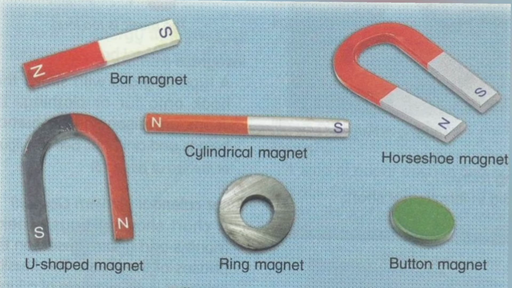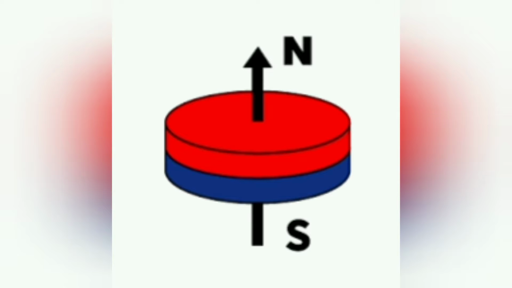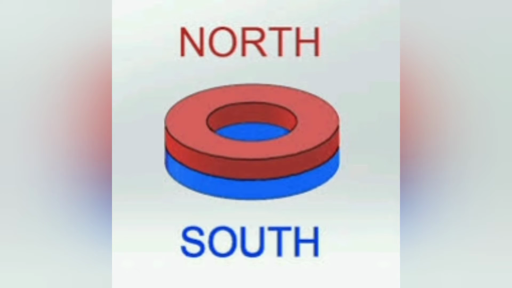Now let us look at the picture of the disc magnet. The north pole is on the upper side and the south pole is on the bottom side. If we divide the magnet into two halves, the red and the blue one, the above point is called the north pole and the lower point is called the south pole. Here also you can see the ring magnet is, in an imaginary way, divided into two different colors, the red and the blue.